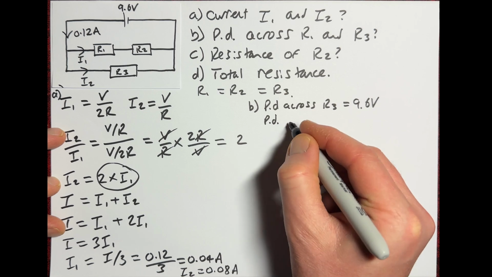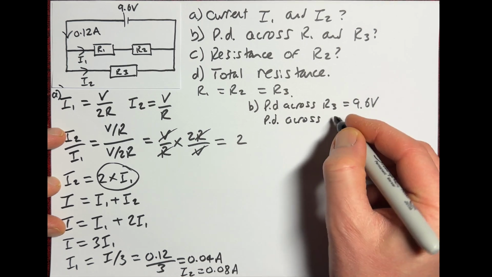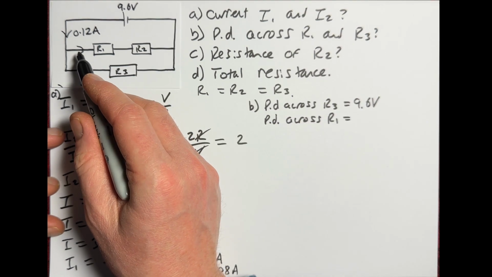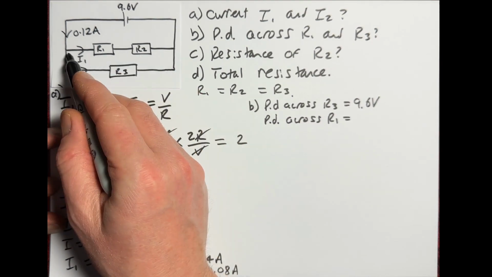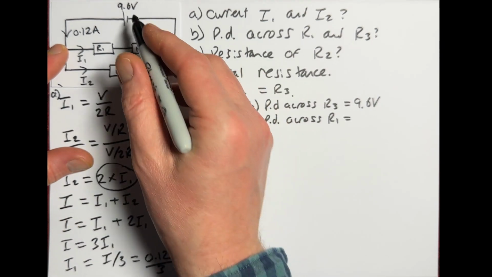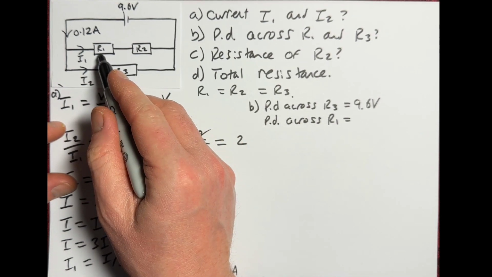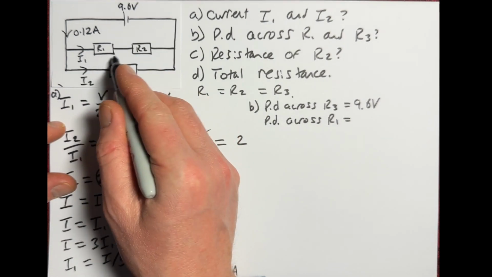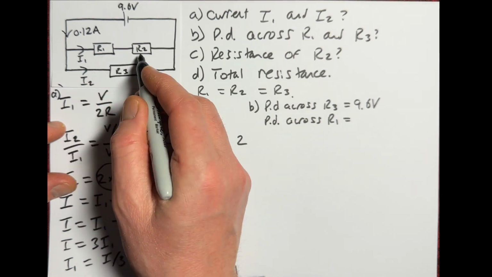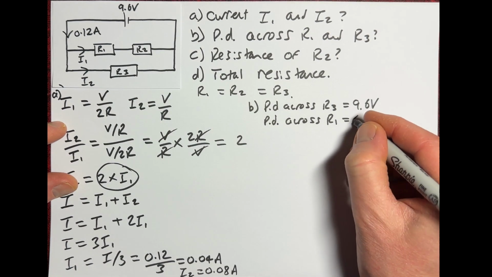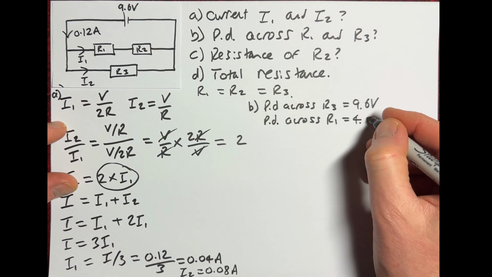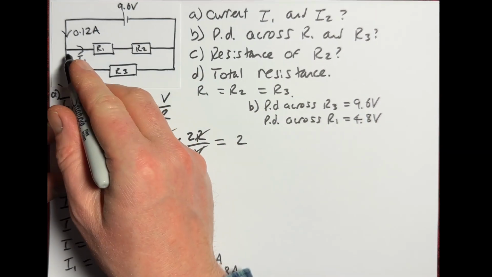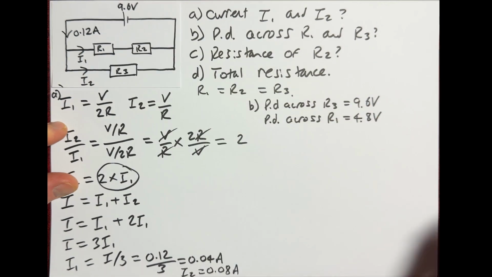The PD across R1 is just going to be equal to, well, these two resistors, that full branch there, has 9.6 volts across it, but there are two resistors in that branch in series, so the potential difference is going to be shared between them, and since they've got the same resistance, it's going to be shared equally. So the potential difference across R1 is just going to be 4.8 volts. It's going to be half of the 9.6 volts that is across both of these resistors here.